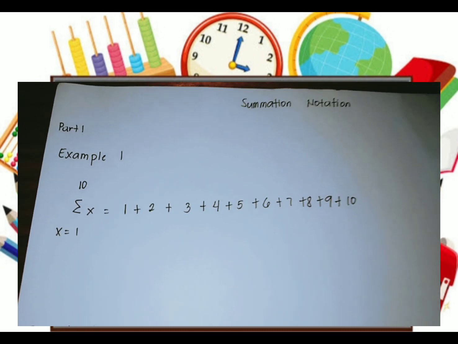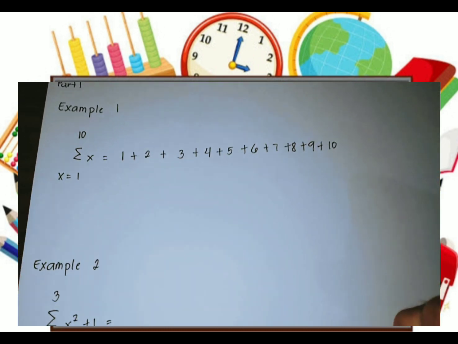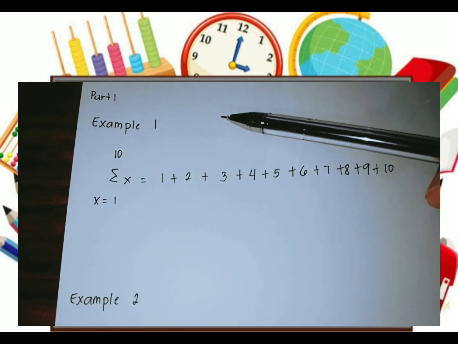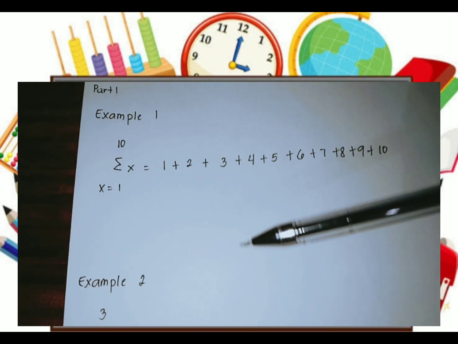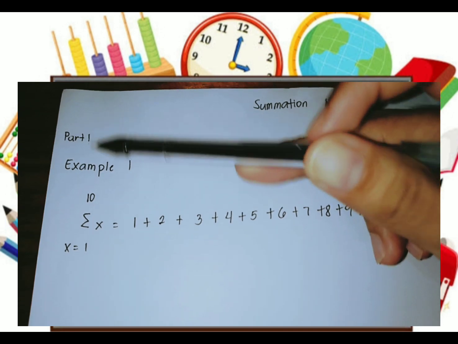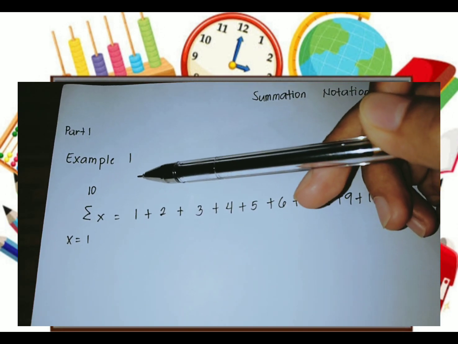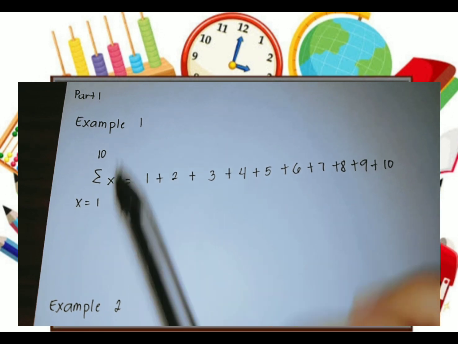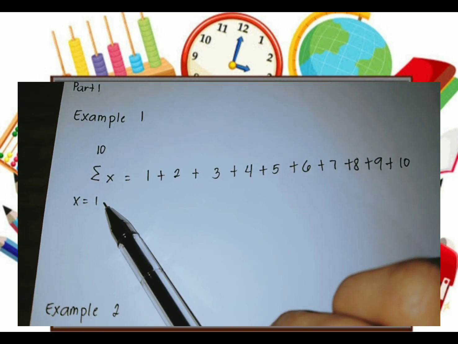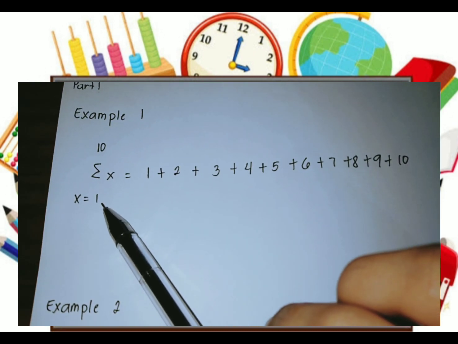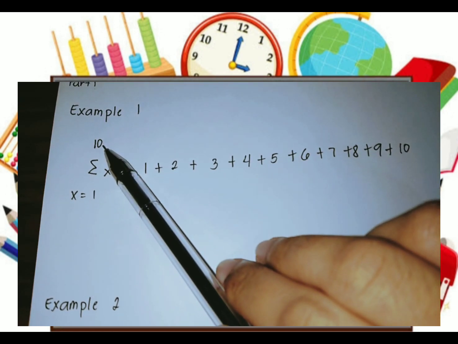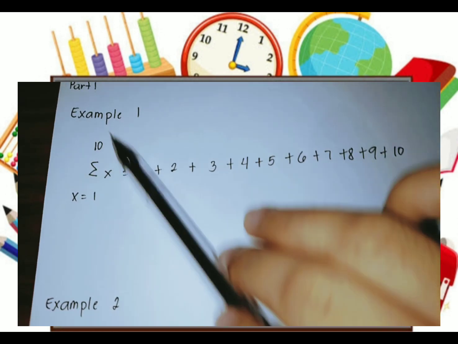So now we are going to solve part 1 and part 2 of summation notation, and I have two examples that we will solve per part. We will solve first our part 1, example number 1. As you can see, the given is summation notation 1 to 10. Our x equals 1 is our lower limit, and we will end up in our upper limit, which is 10.